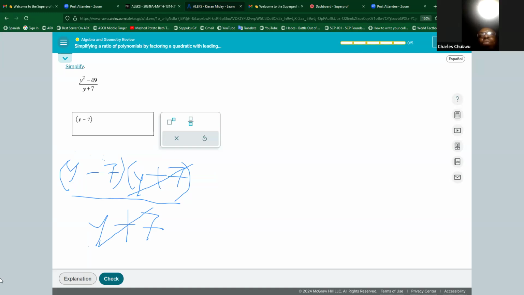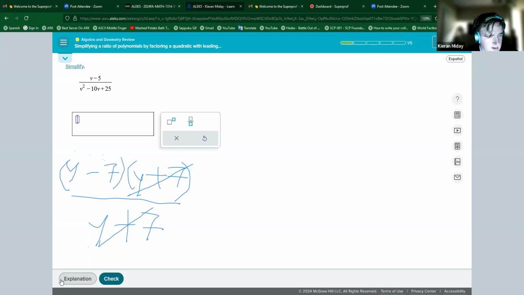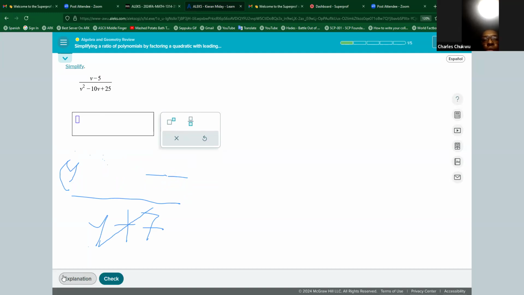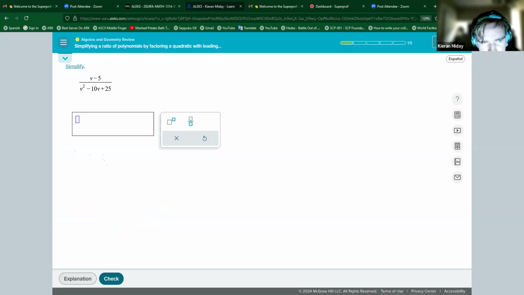Okay. So we simplify this down and we get v minus 2 plus v minus 2v plus 5. Correct? Oh, no. Let's take a look at the one underneath.